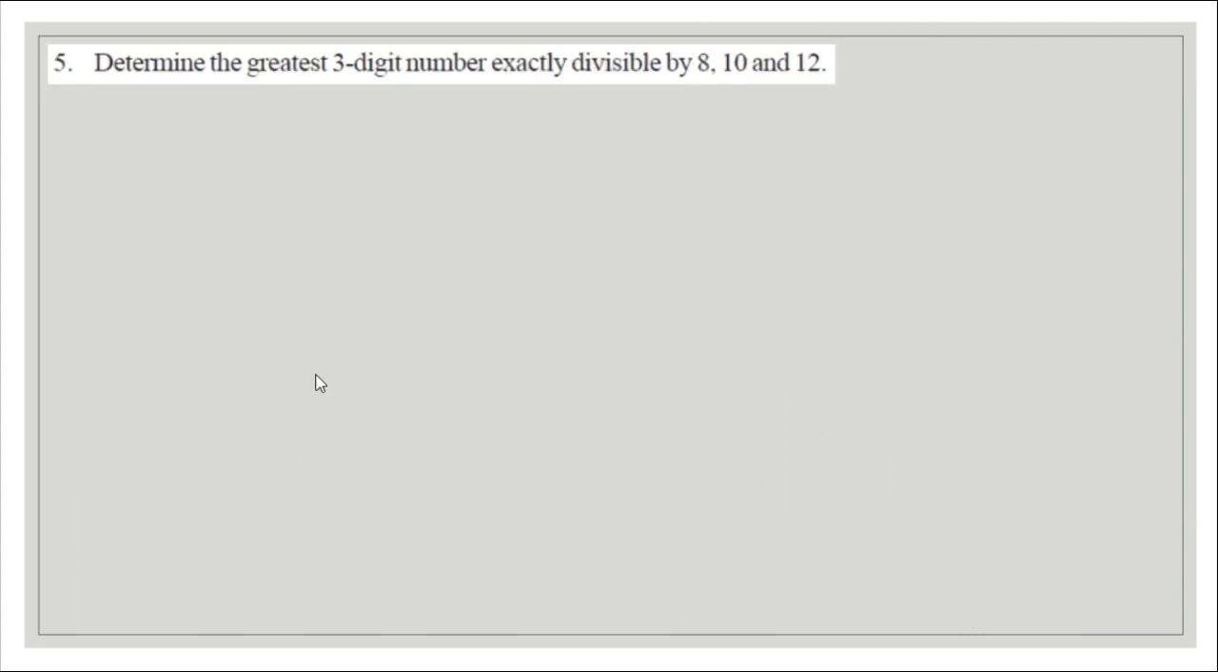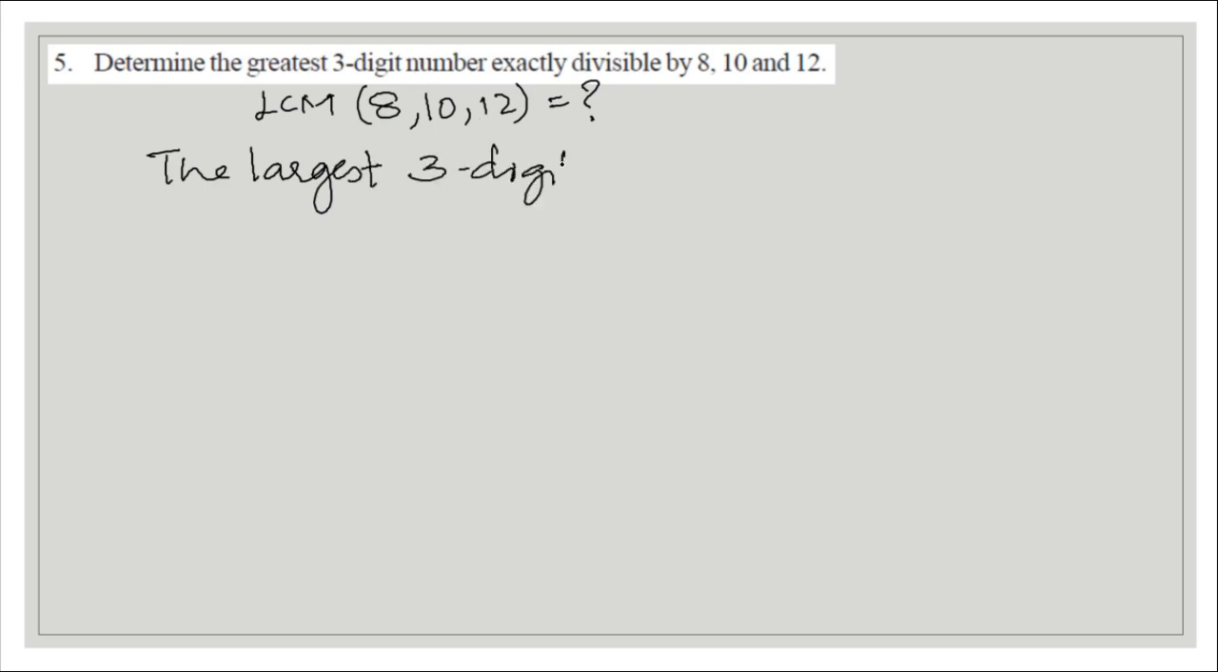Let us solve question number 5. Determine the greatest 3-digit number which is exactly divisible by 8, 10 and 12. In the previous question we found the smallest 3-digit number. In a similar way we will find the largest 3-digit number. For that, first let us find out the LCM of 8, 10 and 12. Then we would consider the largest 3-digit number. The largest 3-digit number is 999. So we'll divide 999 by the LCM.